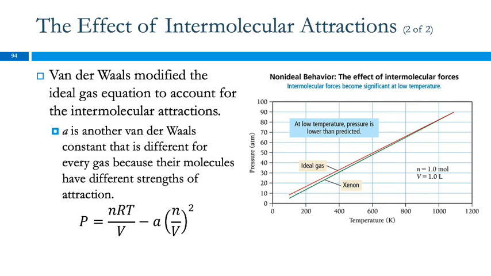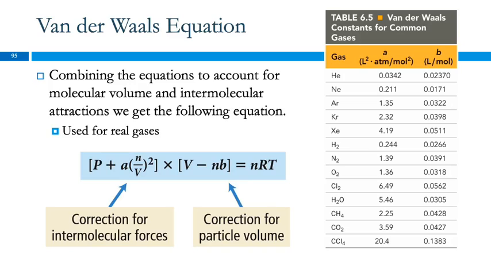And there's a correction to the ideal gas law for this as well. And you combine those together and you get this mess, which is known as the van der Waals equation. And the constants you'd have to look up in a table. And doesn't that make PV equals nRT look nice?